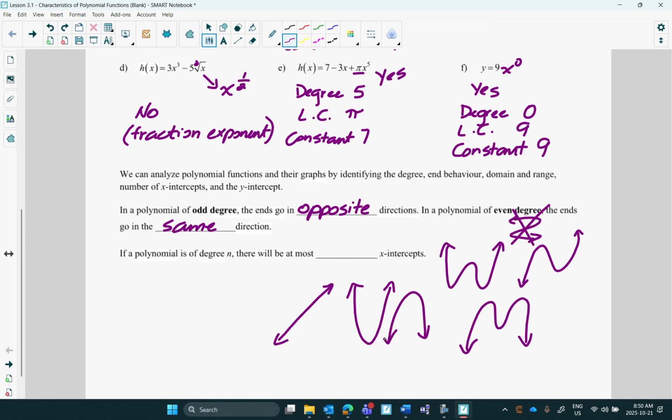Another thing about the x-intercepts, okay? If we've got a polynomial function that has degree n, the highest exponent, that's the maximum number of x-intercepts will be. So if we have a function of degree 5, it's going to look like this, and it's going to have a maximum of 5 x-intercepts. It might have less, but it can't have more.